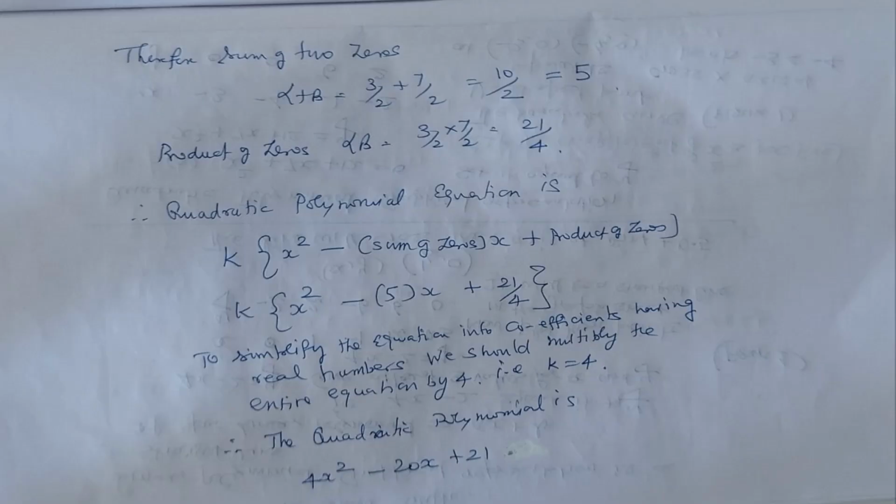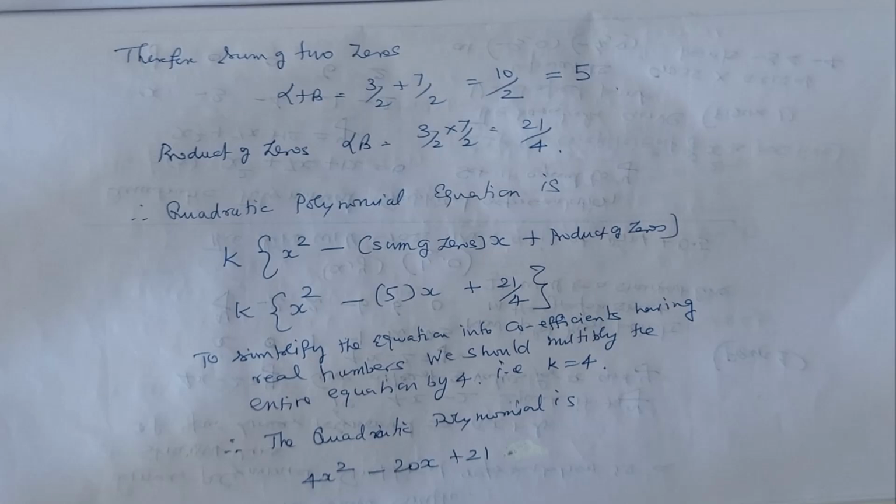But we are having the constant as a fraction. To convert this polynomial into standard form, to simplify the equation, we use k and multiply the entire equation by 4. Therefore, the quadratic polynomial becomes 4x squared minus 20x plus 21.